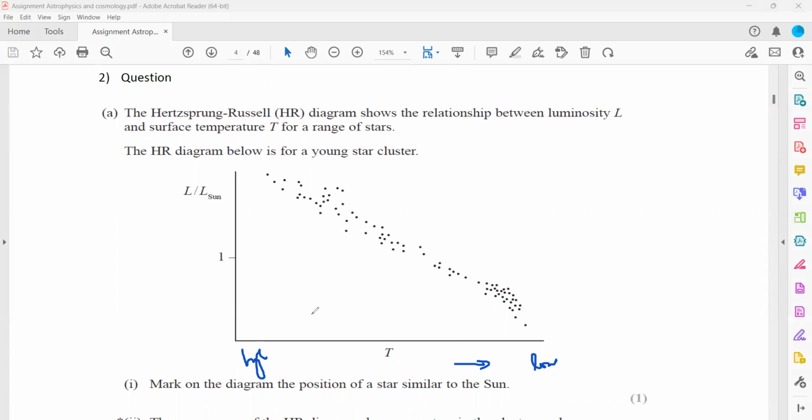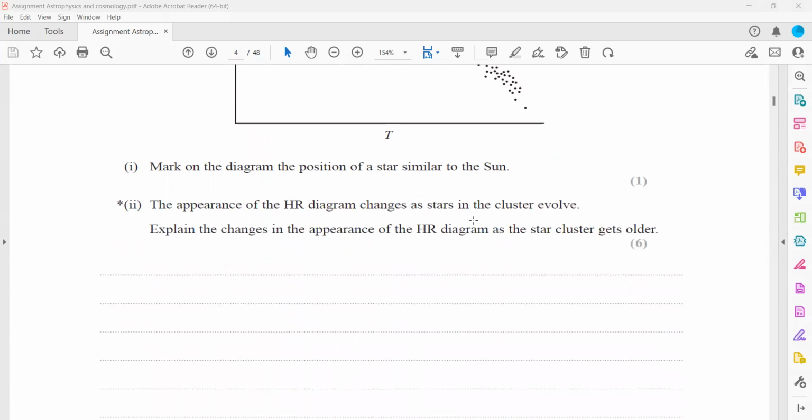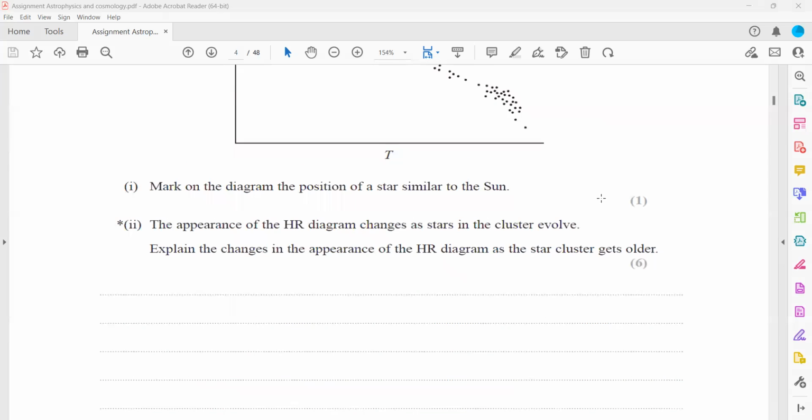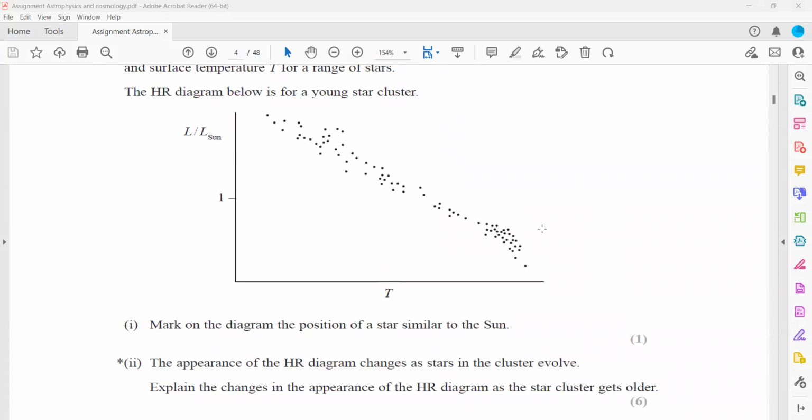So the stars which have a high temperature have high luminosity, and those with low temperature have low luminosity. Mark on the diagram the position of a star similar to the Sun. So the Sun will be here, it will be in this region. Then the appearance of the HR diagram changes as the star cluster evolves. Explain the change in appearance of the HR diagram as a star cluster gets older.